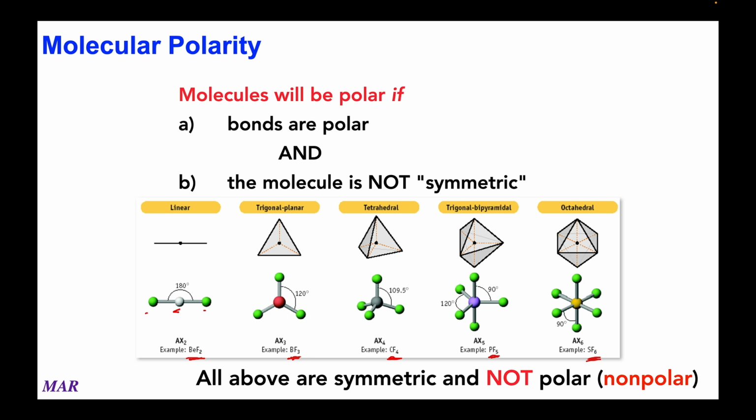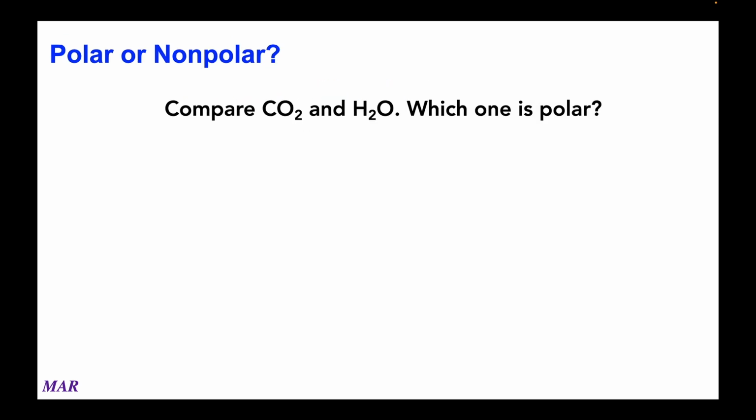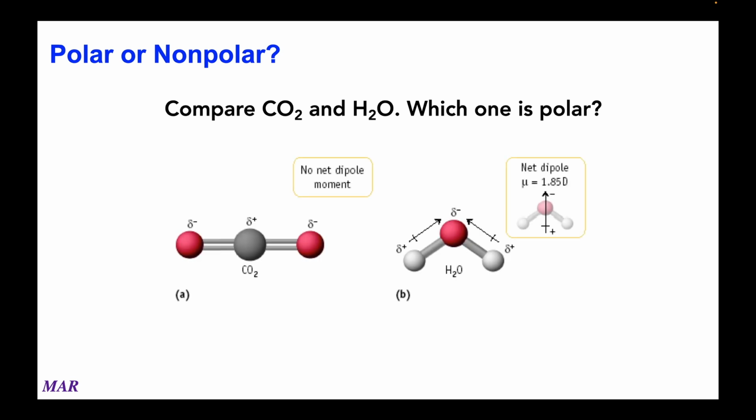So if you have to guess, I tell people sometimes guess polar because there's a lot more of them that are polar than non-polar. However, it's better to think about it, and we'll go through some examples here of how this works. So let's compare carbon dioxide and water. Which one of these is polar? And the best thing to do, draw the Lewis structures.